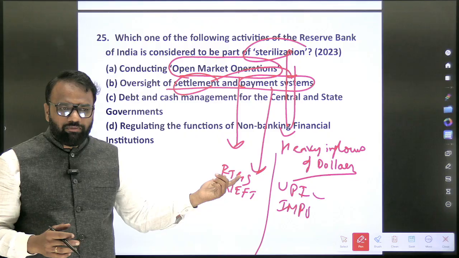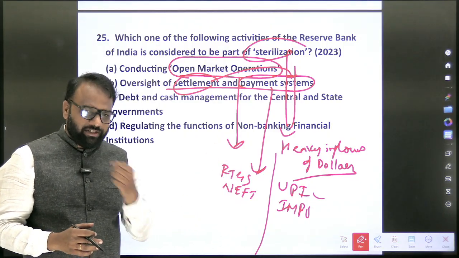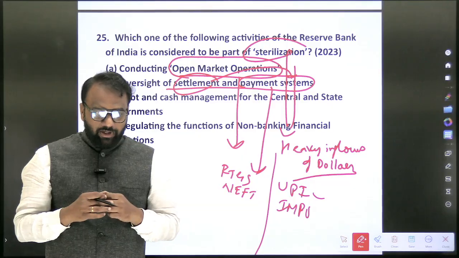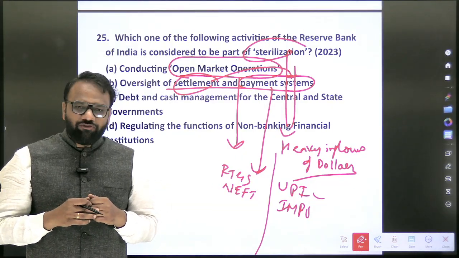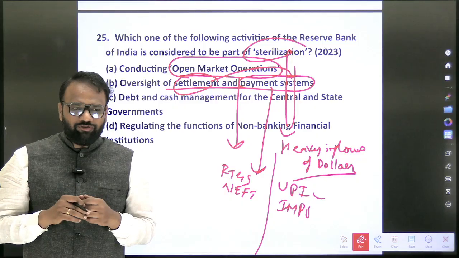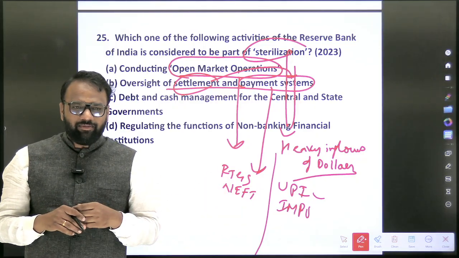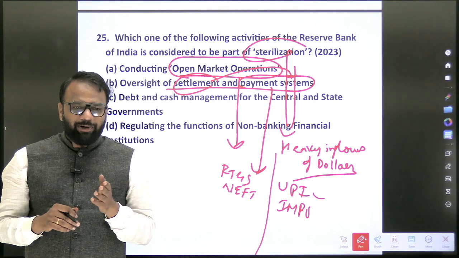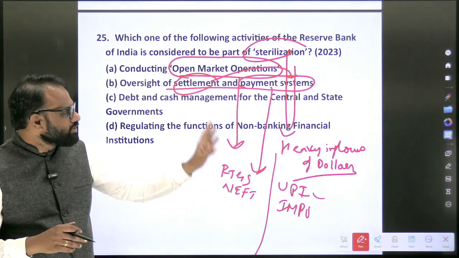Now again, these payment systems are important. RTGS is managed by whom? RBI. NEFT, RBI. Difference between NEFT and RTGS: which one is instantaneous? RTGS. Which one is 24/7? Both of them. Next, UPI and IMPS are managed by NPCI, the National Payments Corporation of India Limited. Those things you will revise.